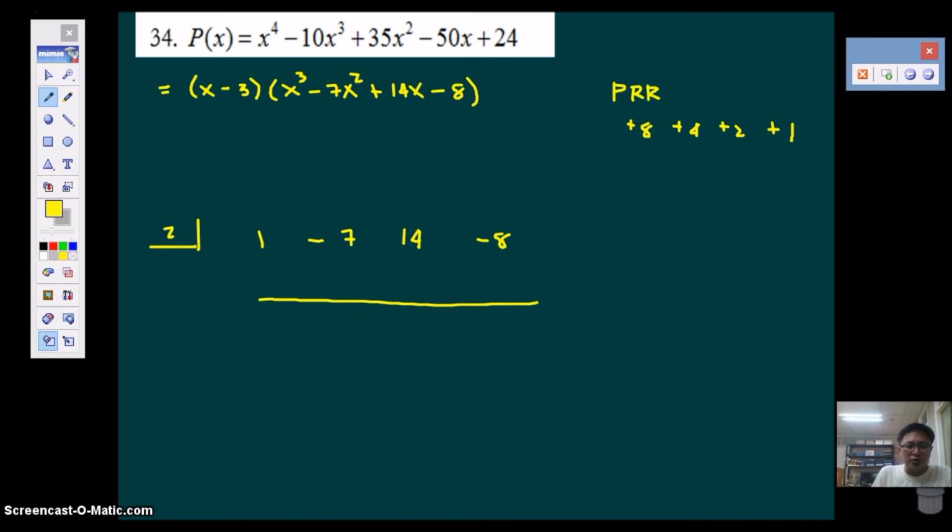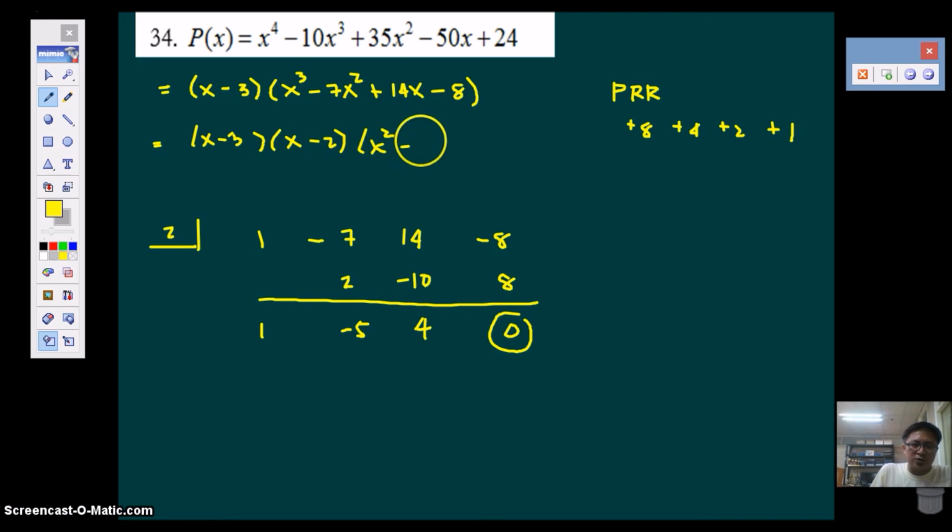So 1 times 2, 2. Negative 5 times 2, it's negative 10. 4 times 2, that's 8. And the remainder is 0. See, now we got another root. So this becomes x minus 3, then this root x minus 2, and then the quadratic x squared minus 5x plus 4.